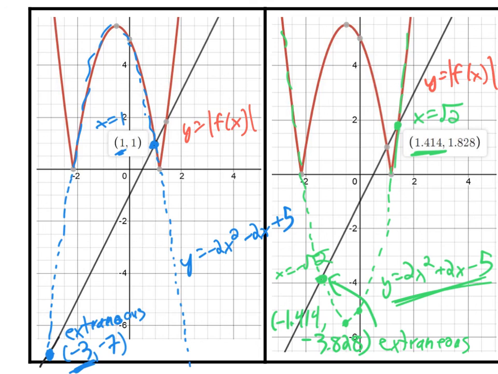So these extraneous solutions solve these quadratics, but they don't solve the absolute value quadratic. So there's a little overview of how those solutions map to the graphs, and that is solving absolute value quadratic equations.